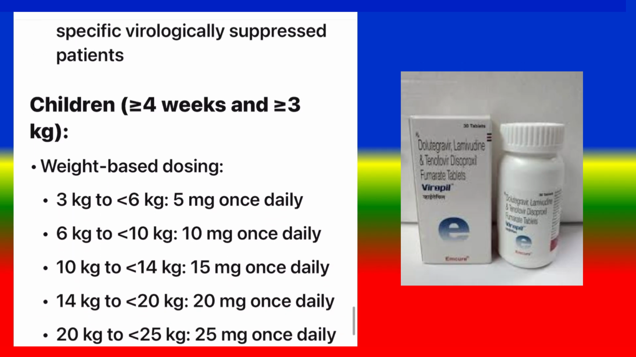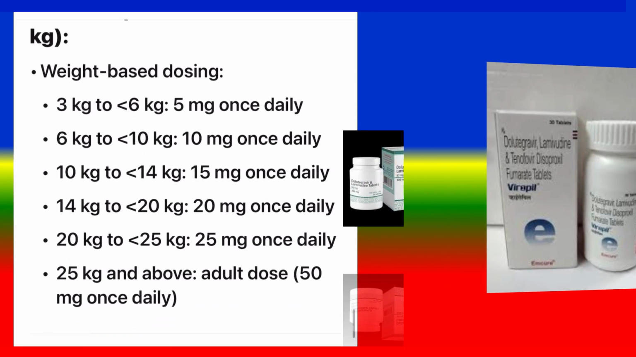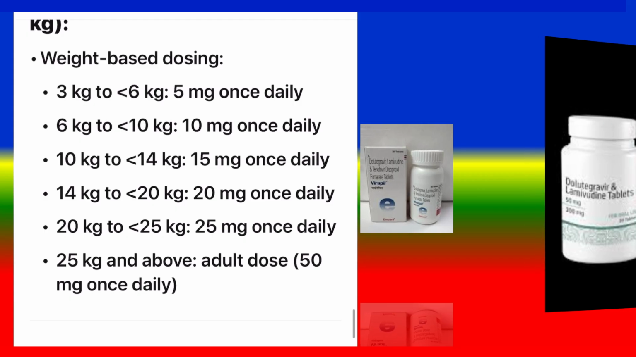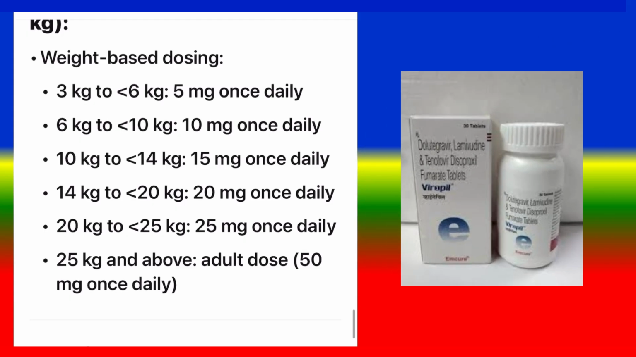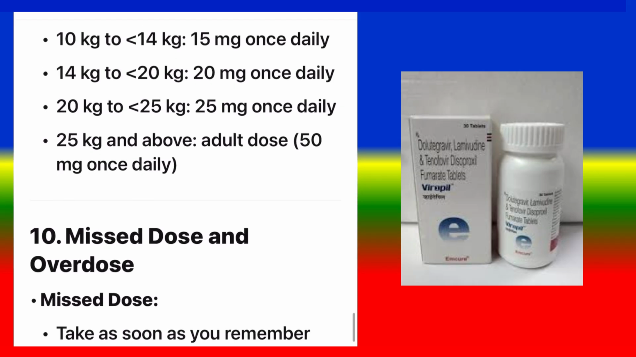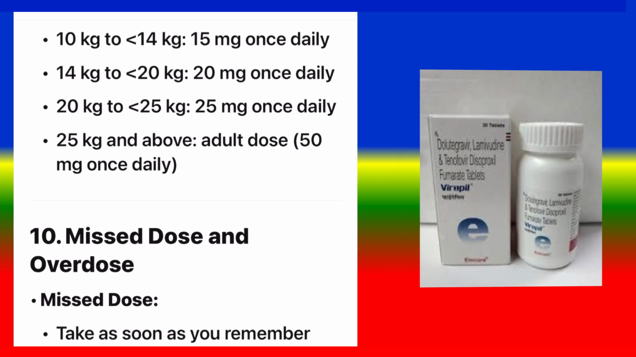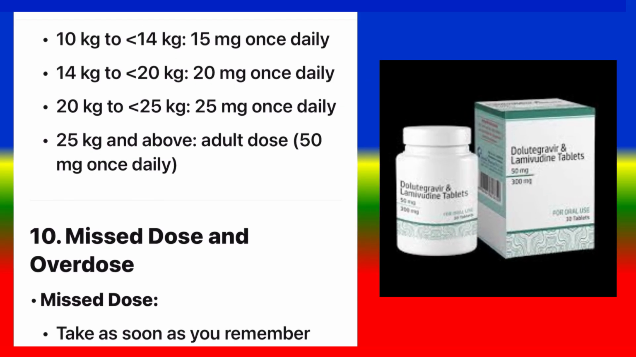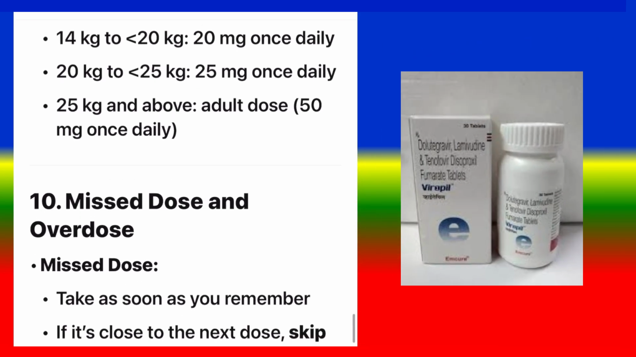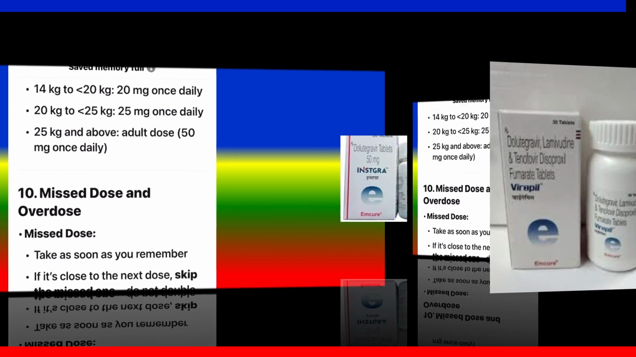Children 4 weeks and 3 kilograms. Weight-based dosing. 3 kilograms to 6 kilograms, 5 milligrams once daily. 6 kilograms to 10 kilograms, 10 milligrams once daily. 10 kilograms to 14 kilograms, 15 milligrams once daily. 14 kilograms to 20 kilograms, 20 milligrams once daily. 20 kilograms to 25 kilograms, 25 milligrams once daily. 25 kilograms and above, adult dose, 50 milligrams once daily.